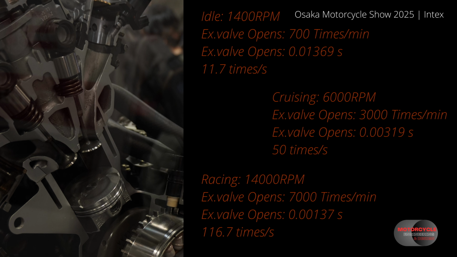From this we can understand that throughout the RPM range we're going to have very different conditions in the exhaust pipe. It's going to be near impossible to design for all conditions, so we need to choose where we want to prioritize. Essentially what we have here is the number of pulses that's going to occur every second as a result of the exhaust valve opening and the exhaust stroke.